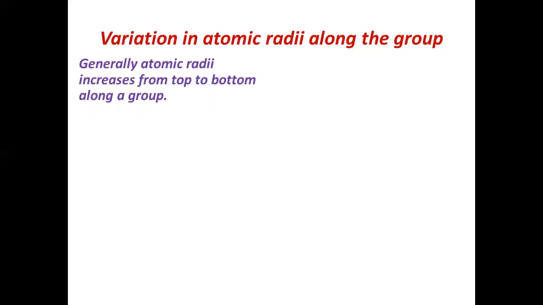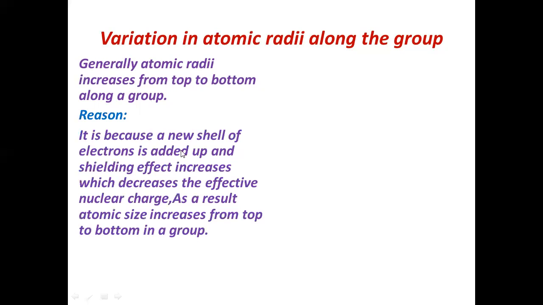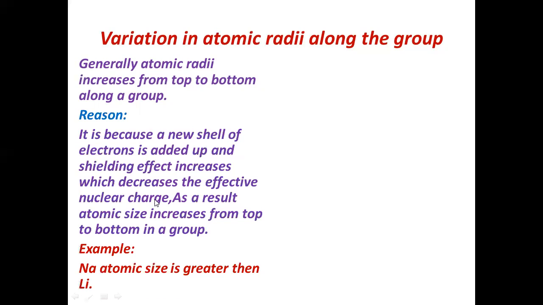Next is the general trend or variation in atomic radii along the group. What happens to the radius when we move from top to bottom along the group? Generally, atomic radii increase from top to bottom along the group. Why do atomic radii increase? The reason is the addition of new shells. I told you that in the second period two shells are present, in the third period three shells, then four, five, six, and so on. When we move from top to bottom along the group, the number of shells increases. The greater the number of shells, the greater will be the size of the atom or atomic radii.